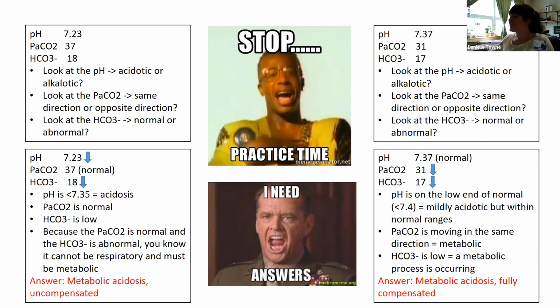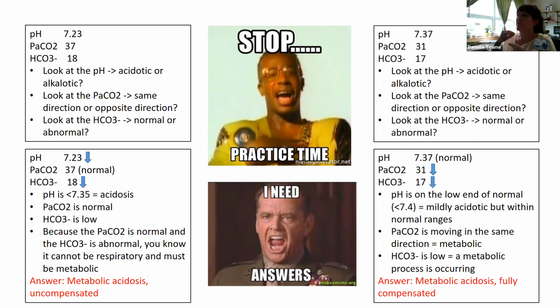Okay. All right. Last one, pH is 7.37. That's normal. So we're like, whoo, okay. But our PCO2 is 31. Normal is 35 to 45, so it's a little low. And our bicarb is 17, which is also low, right? 22 to 26 is normal, and we're only at 17. So you're like, okay, so what's going on there?